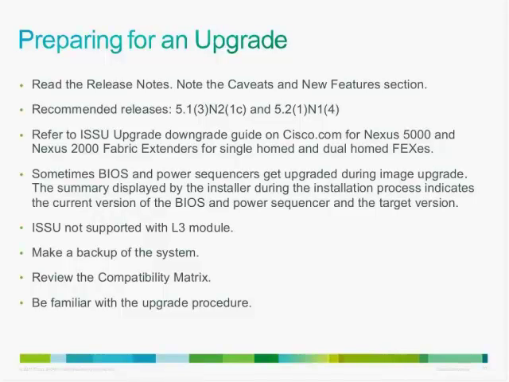When we are preparing for an upgrade, for the recommended releases we have a Cisco link where you can see them. After a few months, as the QA cycles progress, whichever release has the caveats fixed and is more of a GD release, general deployment, a maintenance release, we update it every few months. Currently the most recommended releases are 5.1(3)N2(1c) and 5.2(1)N1(4).